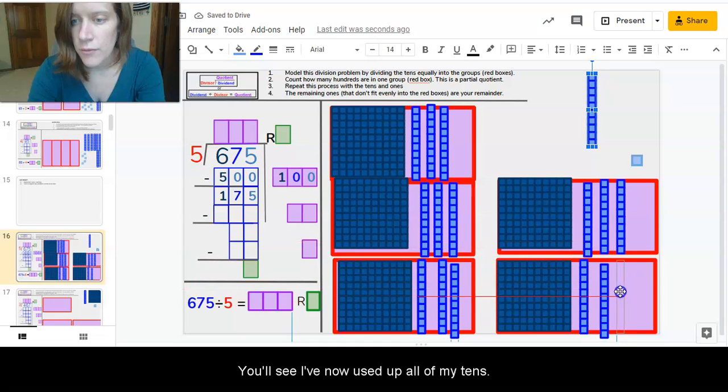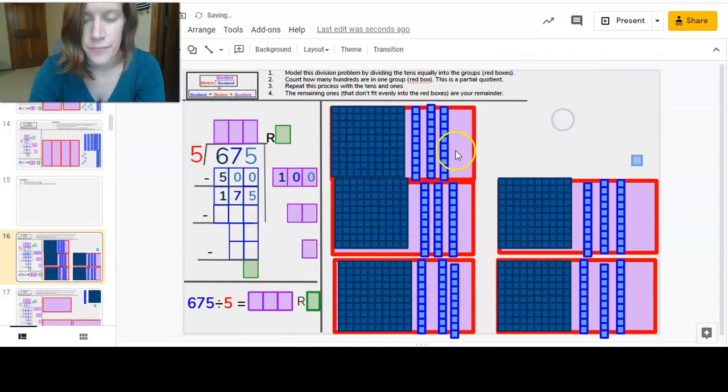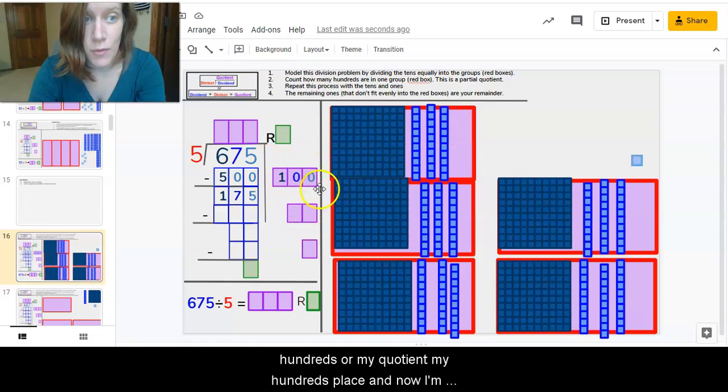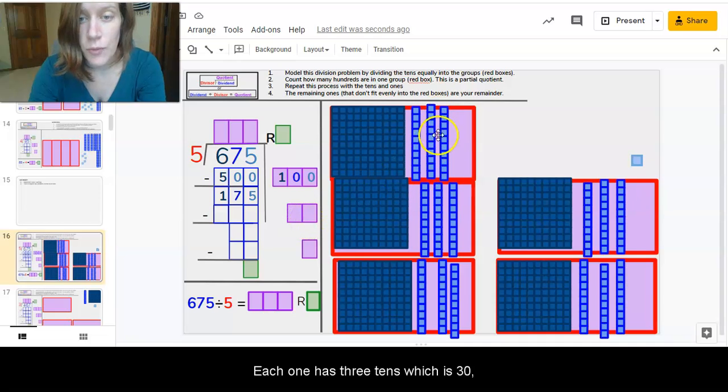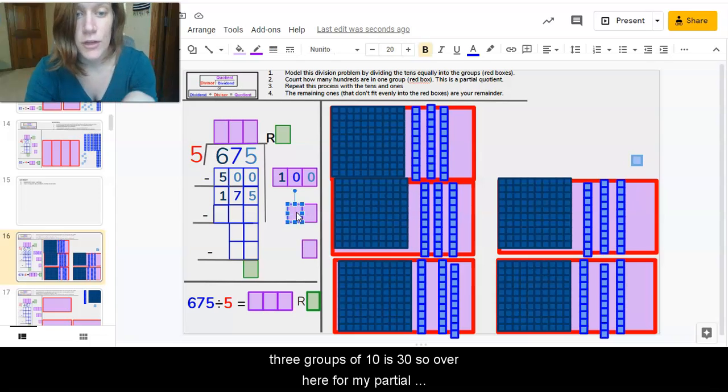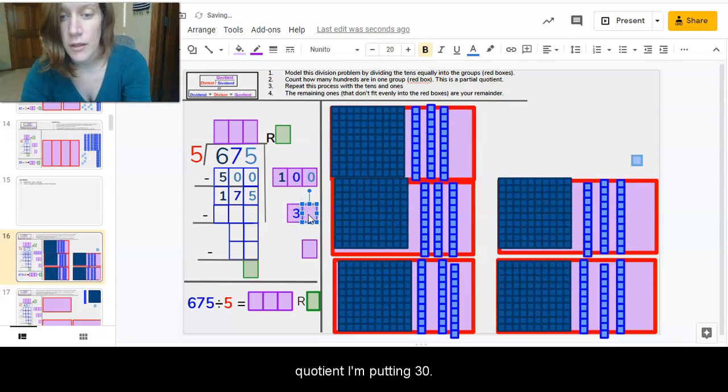And you will see I have now used up all of my tens. And each box has 3 tens in it. So right here I can say, okay, I've already done my hundreds for my quotient, and now I'm looking at my tens. Each one has 3 tens, which is 30. 3 groups of 10 is 30. So over here for my partial quotient, I'm putting 30.